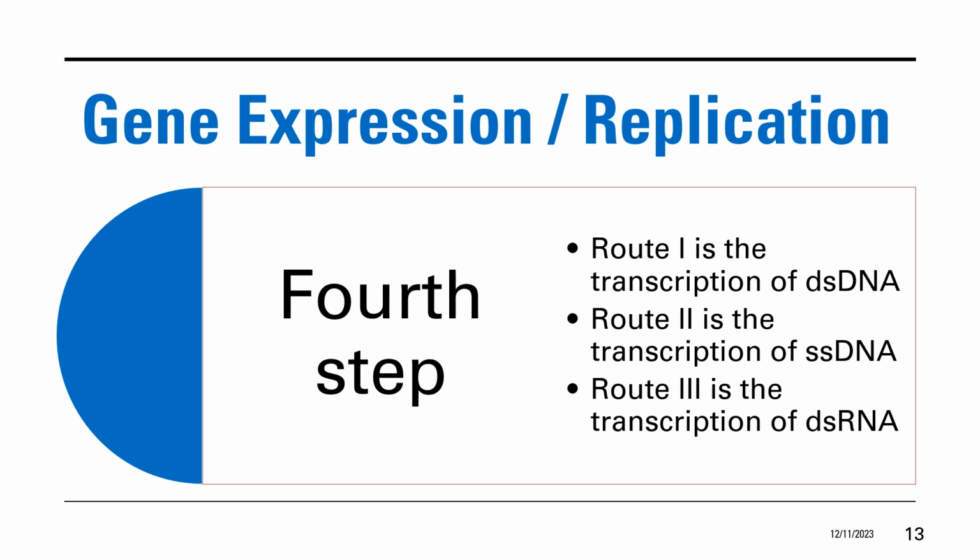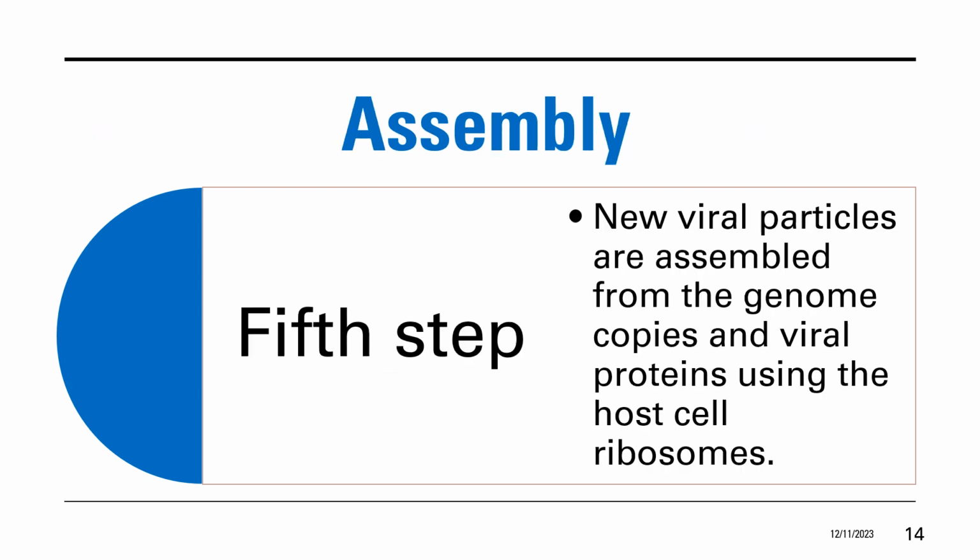The fourth step is gene expression or replication. Some animal viruses do follow the normal flow, but there are different ways for them to transcribe and replicate. There are 3 routes listed here. Route 1 is the dsDNA. Route 2 is the ssDNA. And route 3 is the dsRNA. Our fifth step is assembly. This is where new viral particles are assembled from the genome copies and viral proteins using the host cell ribosomes.